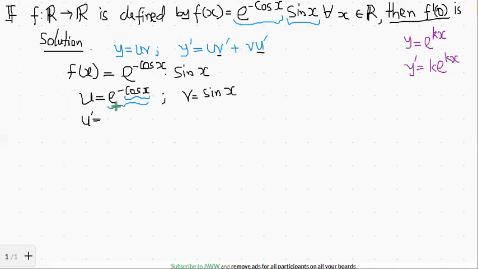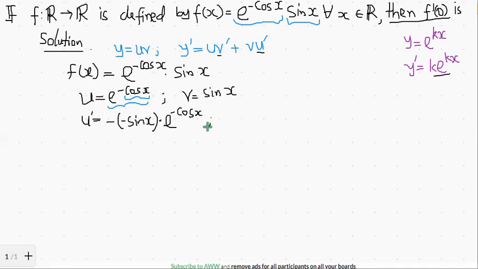So here I'm differentiating exponential minus cos x. Taking out minus cos x, the derivative of cos x is negative sine x. So the derivative of negative cos x will now be equal to negative sine x, all right, times the function itself. So using this rule, times the function itself, e to the power of negative cos x.